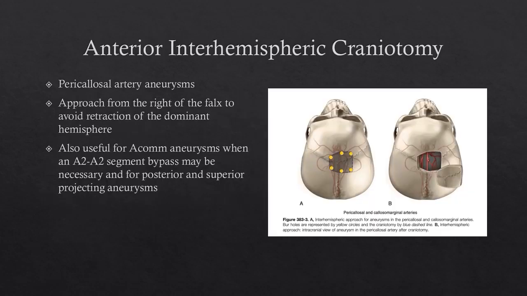The anterior interhemispheric approach allows access to aneurysms of the pericallosal artery, which is a branch of the anterior cerebral artery. An approach from the right side of the falx is frequently preferred, regardless of the laterality of the aneurysm, in order to avoid retraction or manipulation of the dominant hemisphere. Less frequently, the anterior interhemispheric approach can be used for aneurysms of the anterior communicating artery, and specifically in aneurysms for which a combined A2 to A2 segment bypass will be required, or in those that point posteriorly or superiorly.